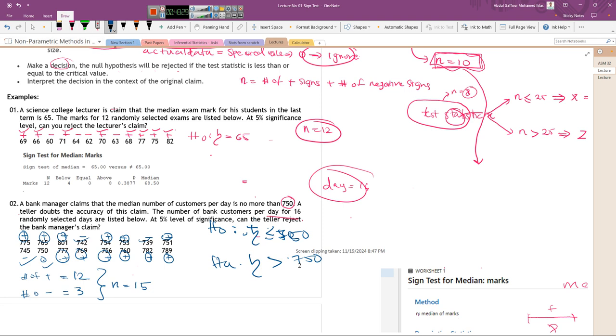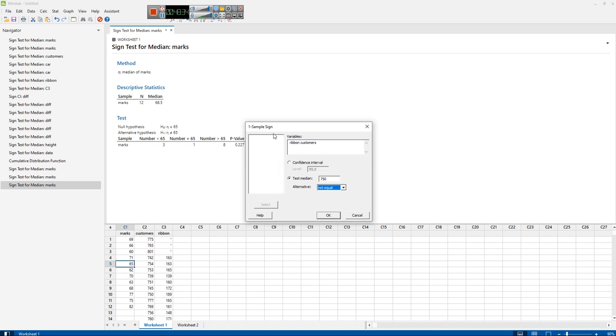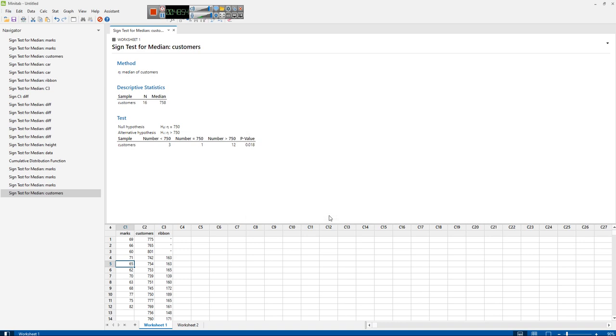So now we will go to our Minitab software. I have to test one-sample sign for customers only, and 750, and this is greater than. So greater than, okay. Here you can see our p-value is 0.018.